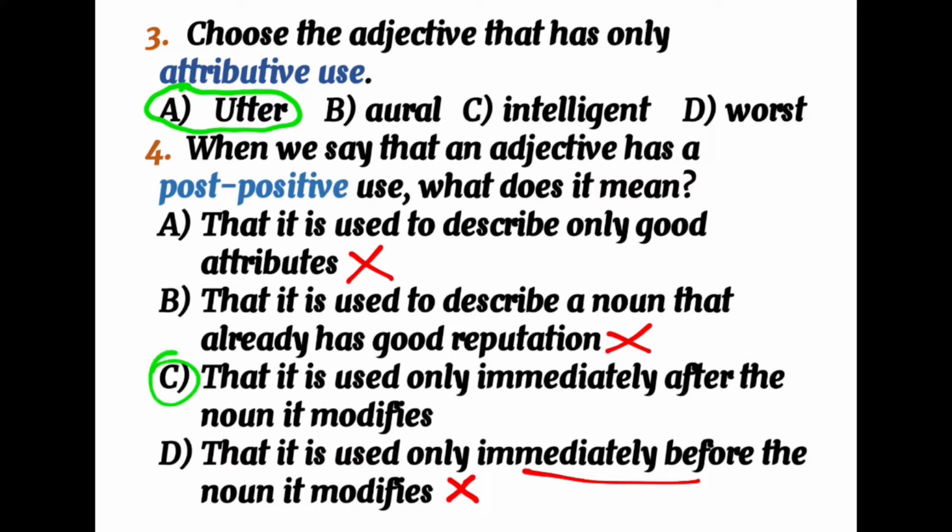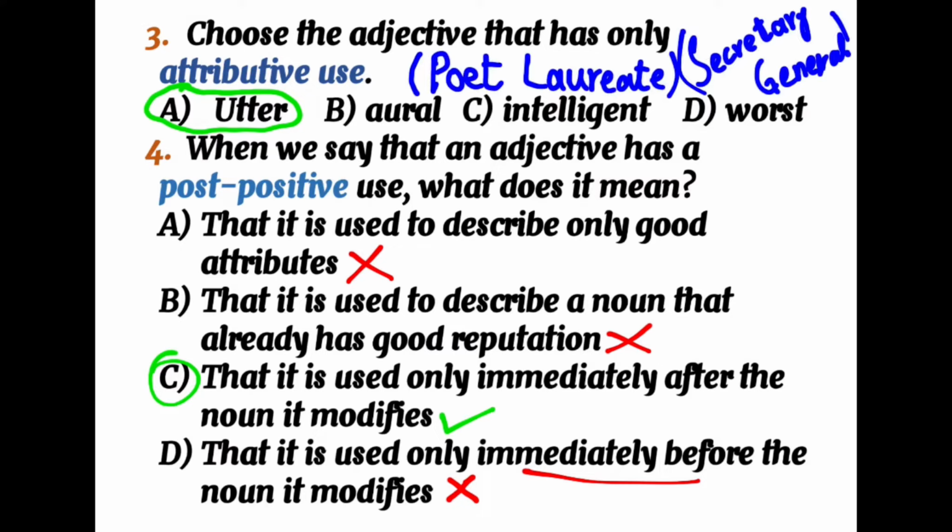C option is correct option. Now how? For example, I tell you a word. I have written 2 examples here for you. Poet laureate. So laureate is an adjective and it is modifying poet. Noun is poet and laureate is an adjective. Secretary general, secretary is a noun and this general is modifying this secretary. So these are in fact quite fixed expressions.